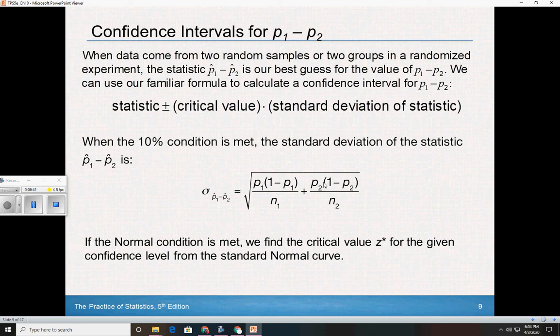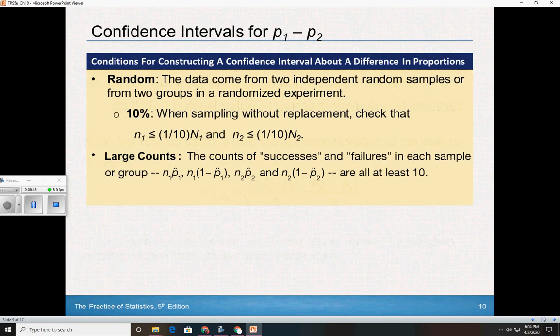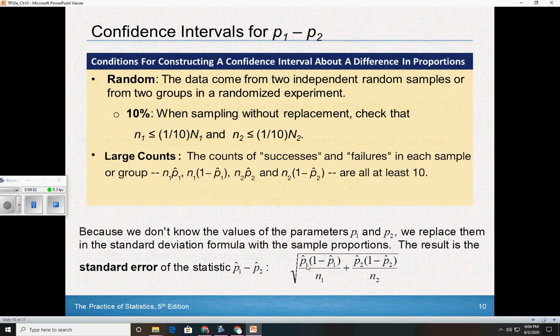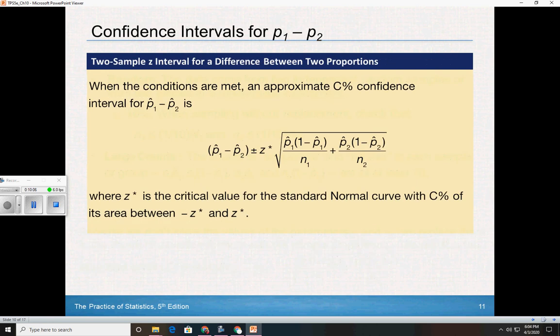Now we don't actually know p1 and p2, because if we knew p1 and p2, we would just know what the difference was and would be done with it. So in a confidence interval, we're going to use the next best thing, p hat 1 and p hat 2. This result is called the standard error of the statistic. That is what's going to come after the critical value in the confidence interval formula.